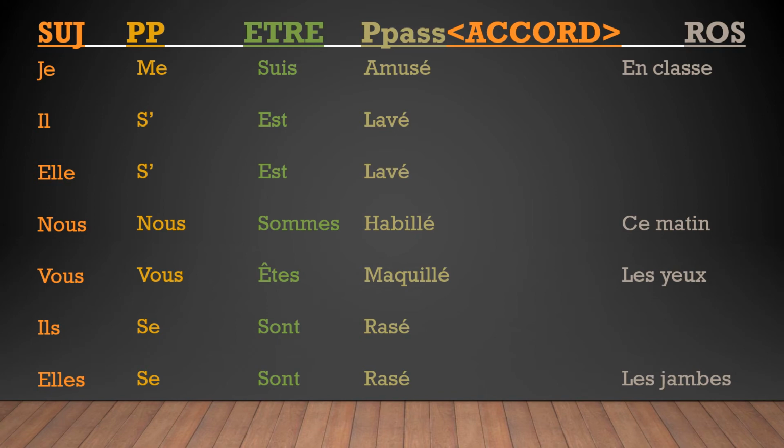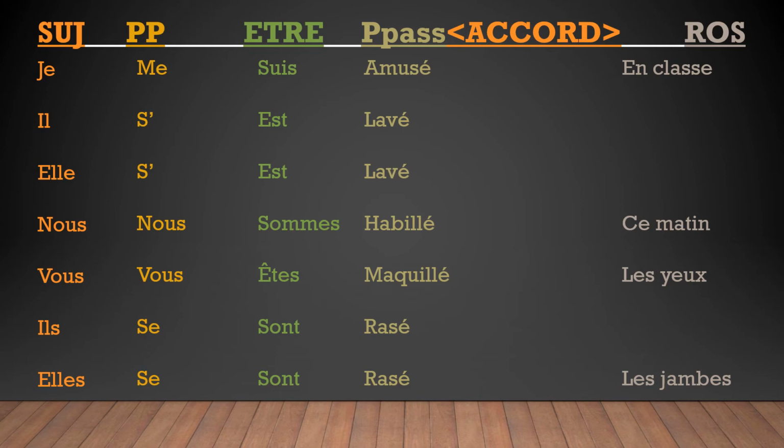First sentence, je me suis amusé en classe. What had fun, me or en classe? Well, en classe means in class, so it can't possibly be. So the direct object is me. So that means I do need agreement.